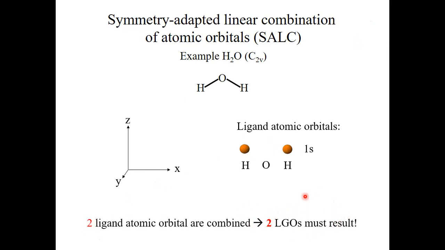So we know now how many ligand group orbitals we have. In the next step, we have to determine the symmetry type of these ligand group orbitals. So how do we do this? We do this in two steps. We first determine the reducible representation of these ligand group orbitals, and from that reducible representation, we then determine the irreducible representations that the reducible representation is made of. Remember, a reducible representation is always the sum of two or more irreducible representations.